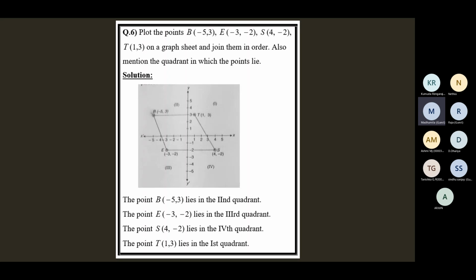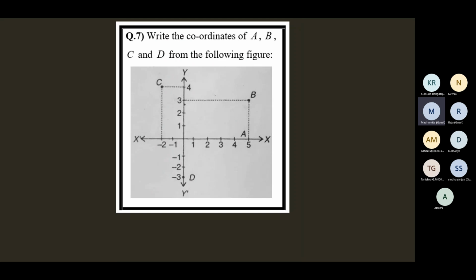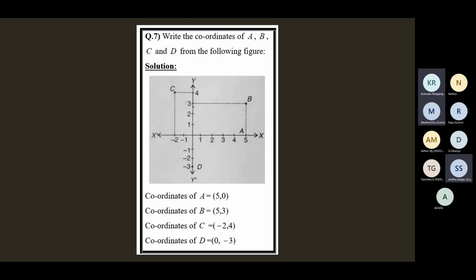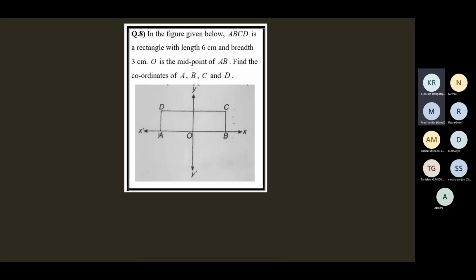It's clear, ma'am. Yes, Madhumita? No doubts, ma'am. I can understand this. Others? No doubts, ma'am. All right, children, no doubts. Thank you, children. So these are very simple. I'm skipping them because they're very simple.